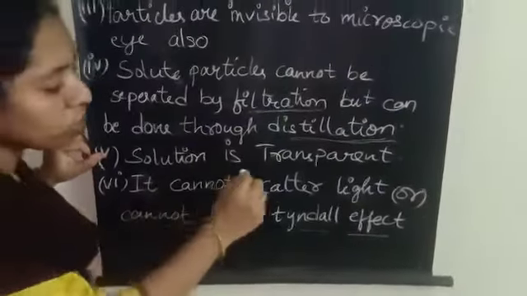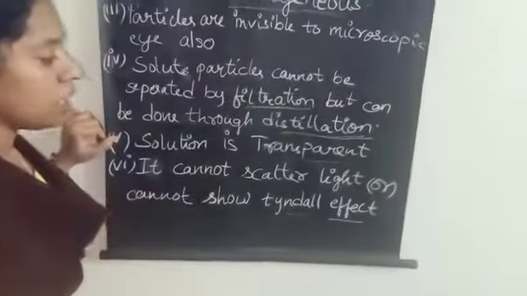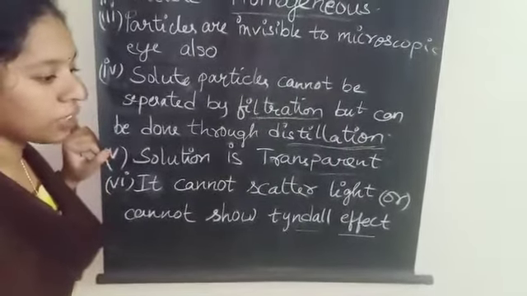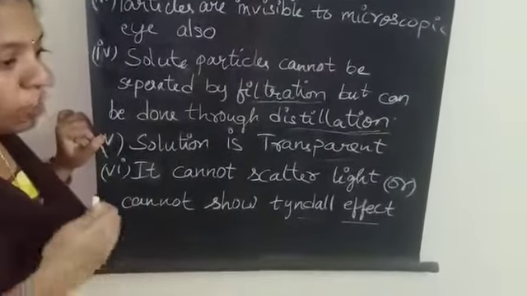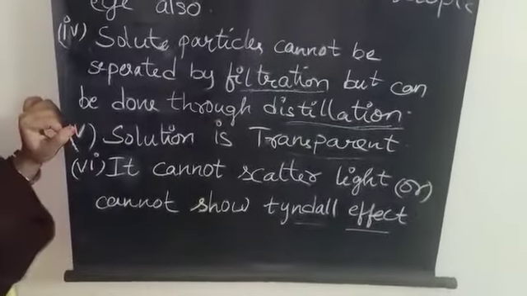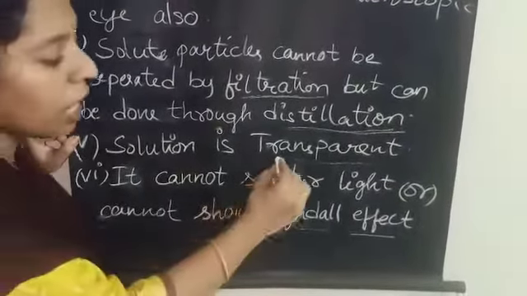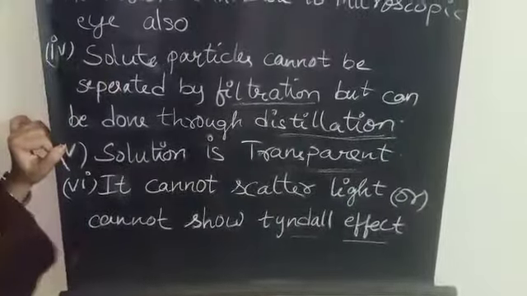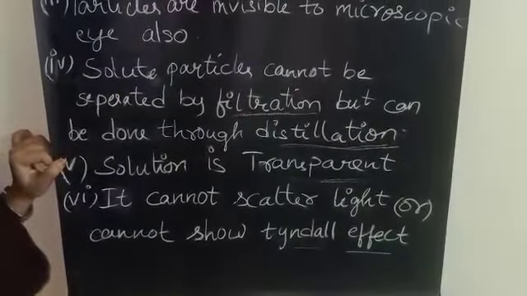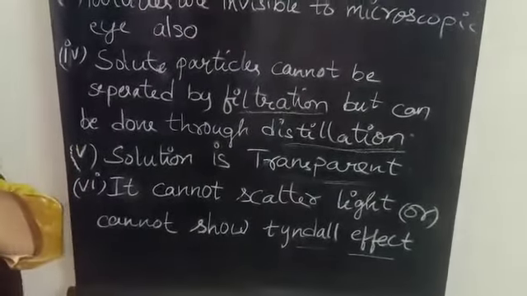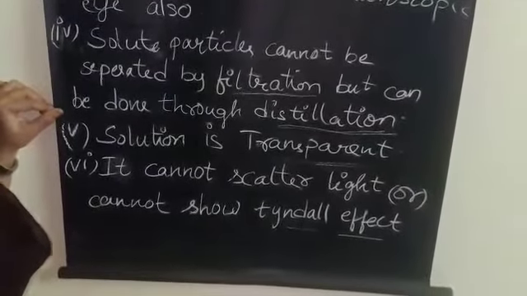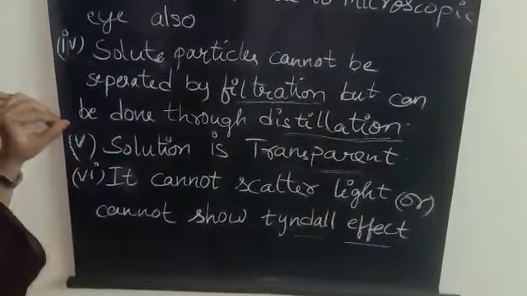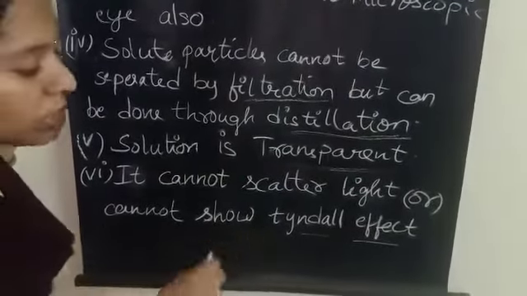So next, a solution is transparent. Yes, you can see salt solution, copper sulfate solution, they are transparent. We can see the other side of them. So if we keep any object on the other side of the solution, we can see it. Means they are transparent in nature. Even though they are colored, like copper sulfate solution is blue and permanganate solution is violet or pink, whether colored or colorless, they are transparent in nature. It cannot scatter light or cannot show the Tyndall effect.